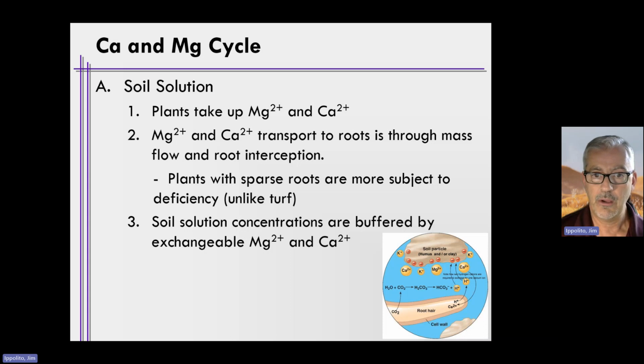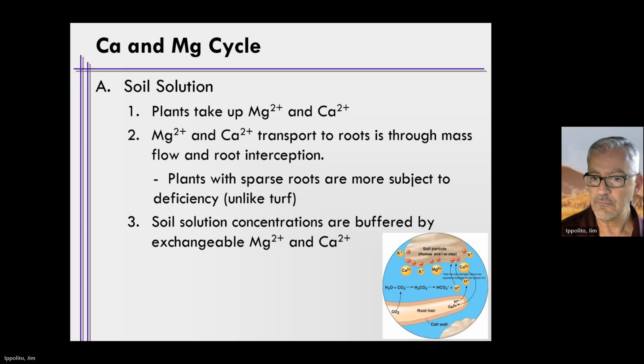Plants with sparse roots are more subject to deficiencies, right? So if the roots can't explore a lot of the soil, even if mass flow is occurring, delivering calcium or magnesium to the root itself is reduced. And it says unlike turf. We talked about turf in a previous video with a dense root system and turf seeing a lot of the soil itself.